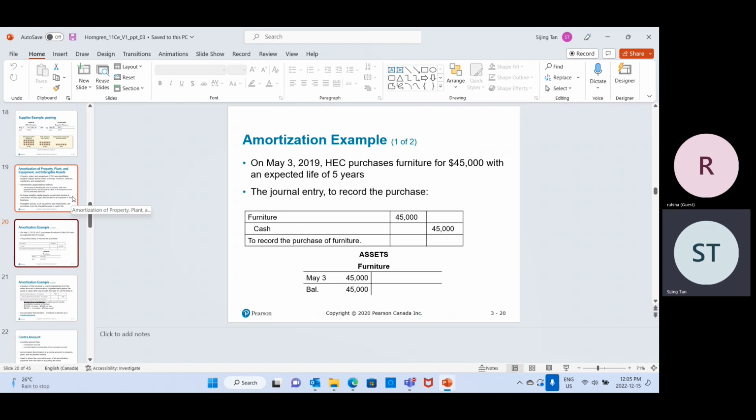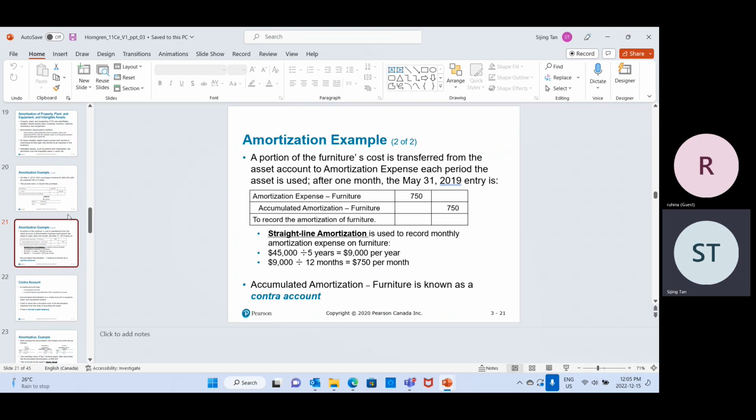Now we'll see an example. On May 3rd, 2019, HEC purchases furniture for $45,000 with an expected life of 5 years. So we know directly from here that every year we need to do an amortization adjustment. We use $45,000 divided by 5. Now on May 3rd, we need to record a journal entry: credit cash $45,000 and debit furniture $45,000. This T account shows it. Then a portion of the future cost is transferred from the asset account to the amortization expense account.